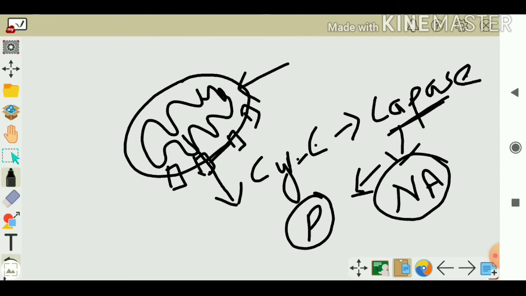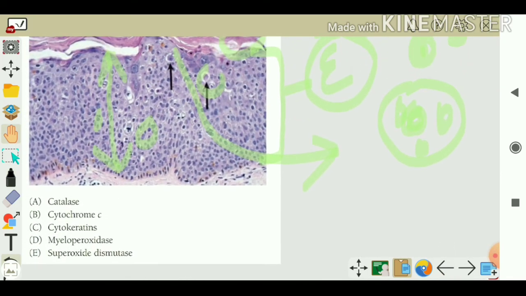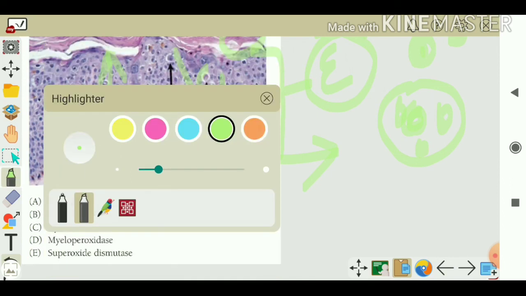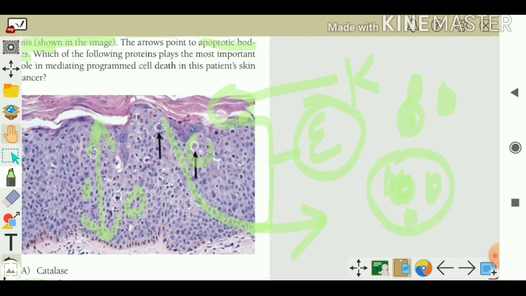So here, can we find cytochrome C? Can we find caspase enzyme? Yes, we can see here the cytochrome C. So the answer to this is cytochrome C, which plays an important role in apoptosis.